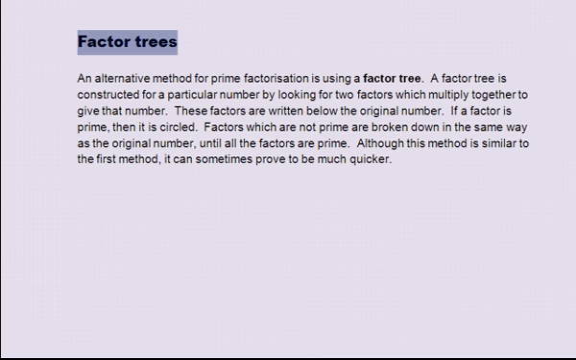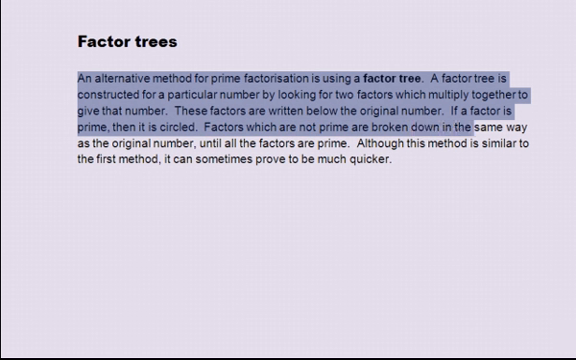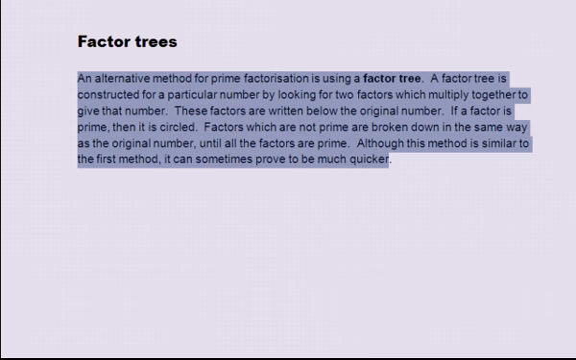Factor trees. An alternative method for prime factorisation is using a factor tree. A factor tree is constructed for a particular number by looking for two factors which multiply together to give that number. These factors are written below the original number. If a factor is prime, then it is circled. Factors which are not prime are broken down in the same way as the original number, until all the factors are prime. Although this method is similar to the first method, it can sometimes prove to be much quicker.